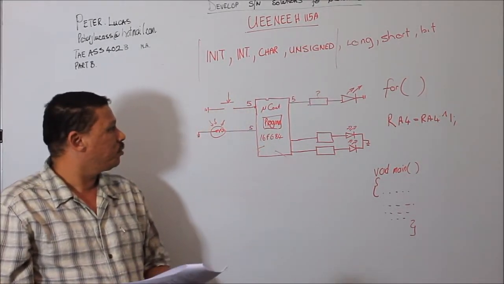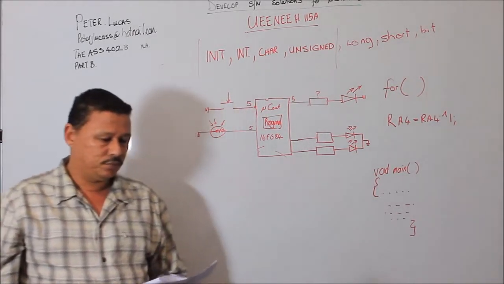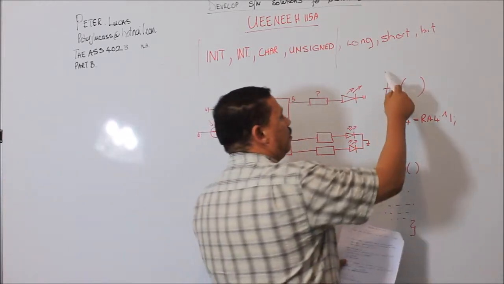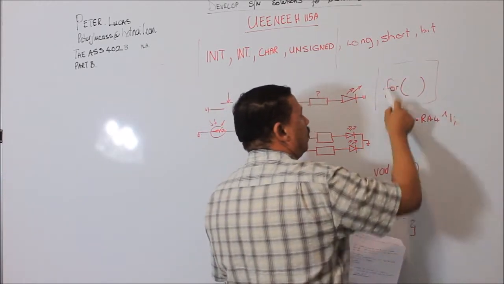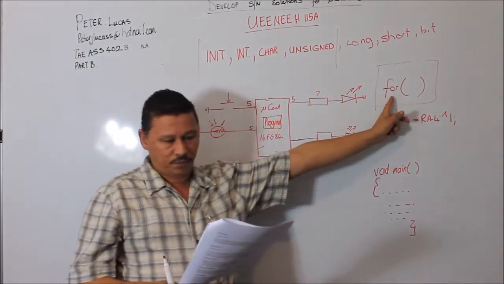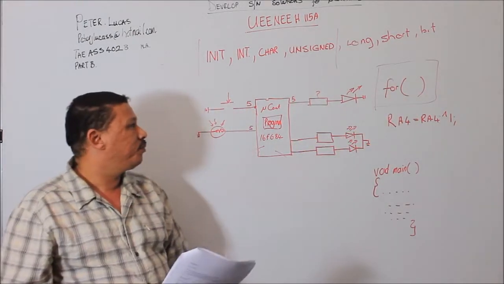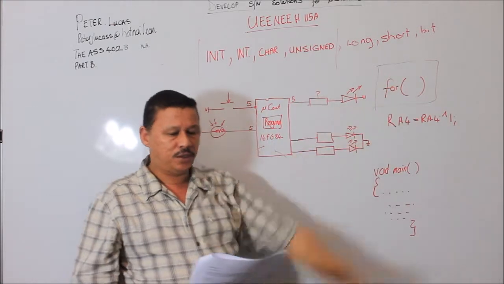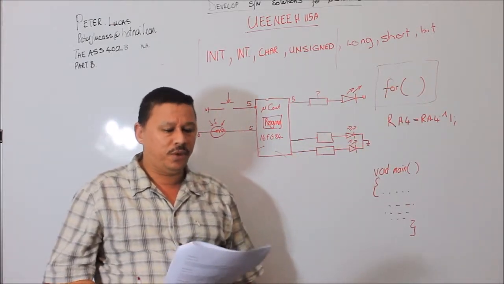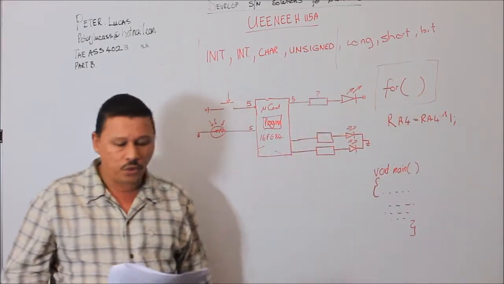So let's go on to writing some programs. I'm giving you a hint over here. How do you express a for loop? A loop is a system by which you can delay a certain part of the program. So how do you express it inside the for loop?